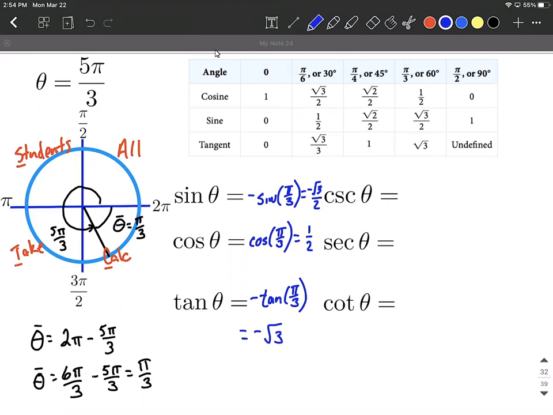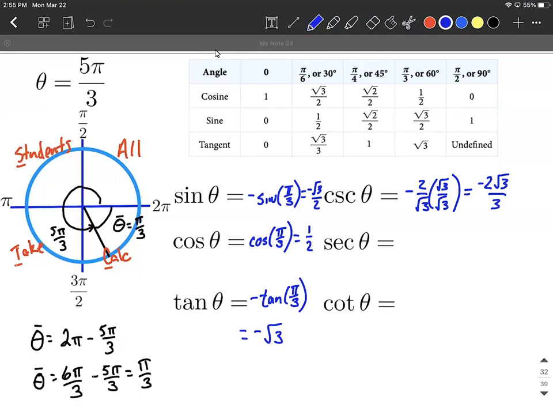Now to get cosecant, secant, and cotangent, remember that these are the reciprocal identities, and cosecant is linked up with sine. So you simply flip it upside down, take its reciprocal, and you get negative 2 over the square root of 3. We can clean that up by rationalizing the denominator, multiplying numerator and denominator both by square root of 3. So we have negative 2 square root of 3 over square root of 3 times square root of 3, which is square root of 9, which works out to be 3.